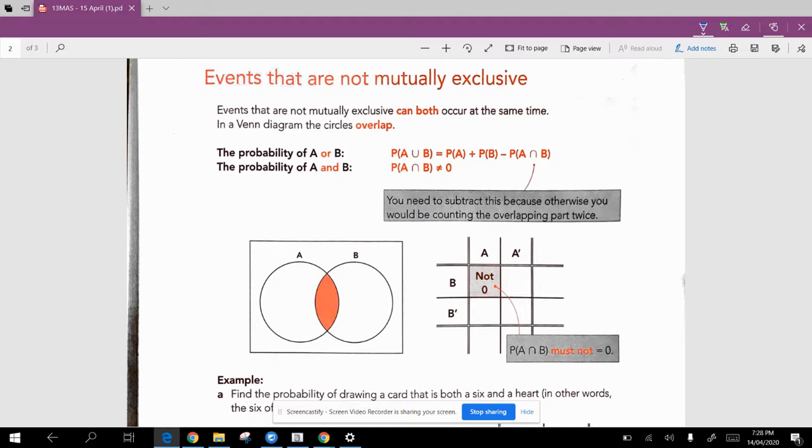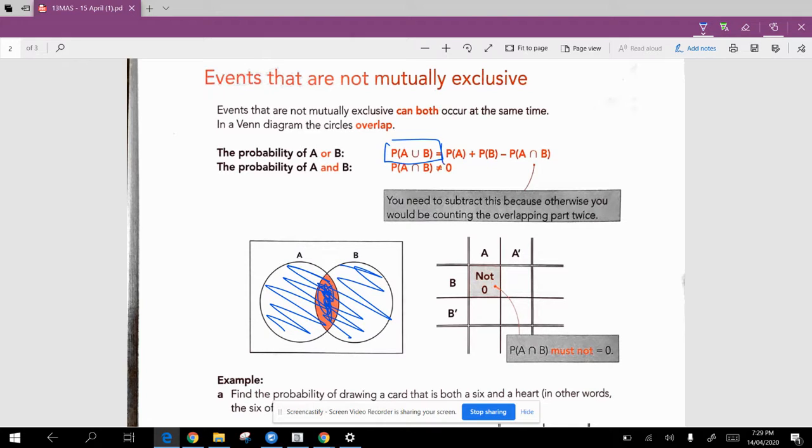So when they're not mutually exclusive, they can occur at the same time. In the Venn diagram, the circles overlap, and we get the probability of A intersection B in there. So when we're looking at the probability of A or B happening, here's the probability of A, here's the probability of B. But if you notice, I've shaded in the intersection bit twice.